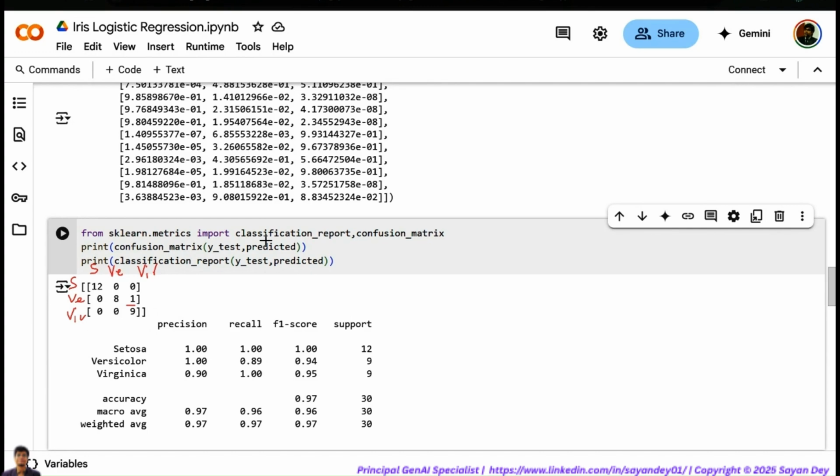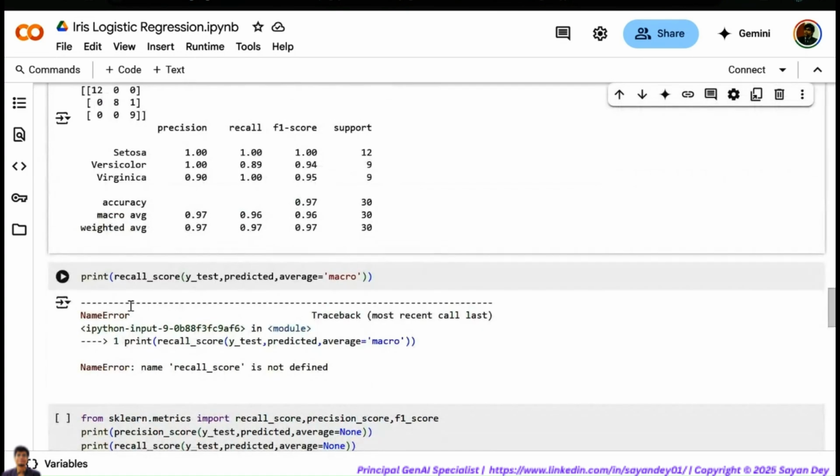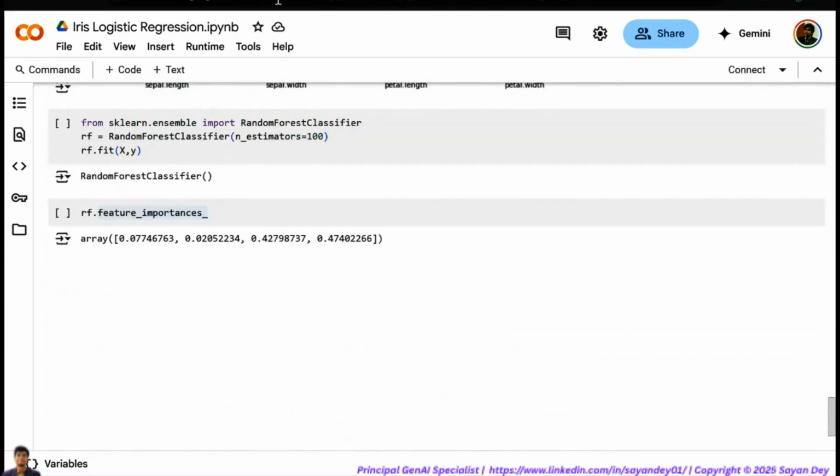I hope everybody is able to get a sense of this. I hope the idea is absolutely clear, what this overall confusion matrix is denoting. So this was about the iris dataset.